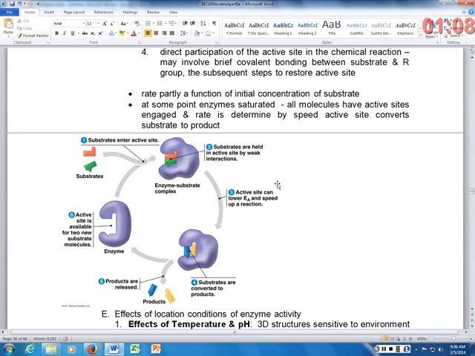So the rate at which your enzymes are going to function is going to be partially a function of the initial concentration of the substrate. So if you want to have the reaction start occurring faster, usually if you put in more of the substrate, it will start occurring faster. But it will have a maximum rate. Once you have filled up all of the enzymes, it can't go any faster.